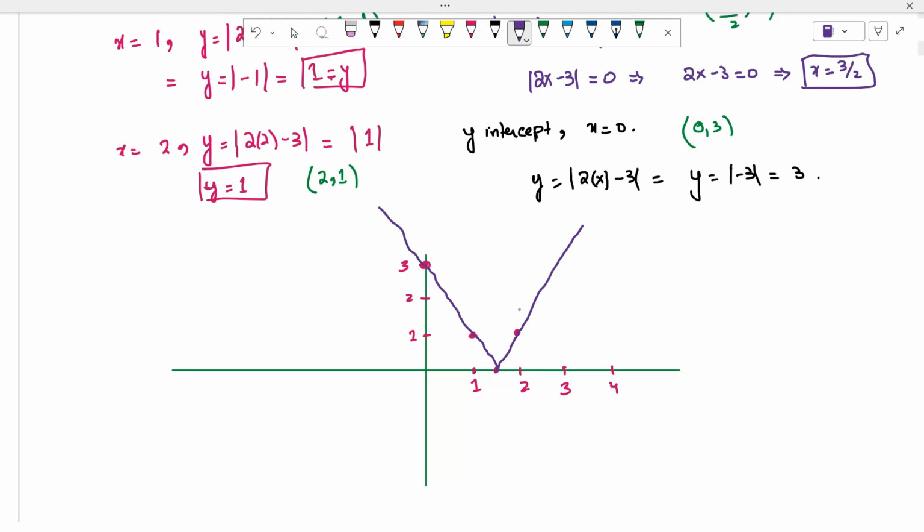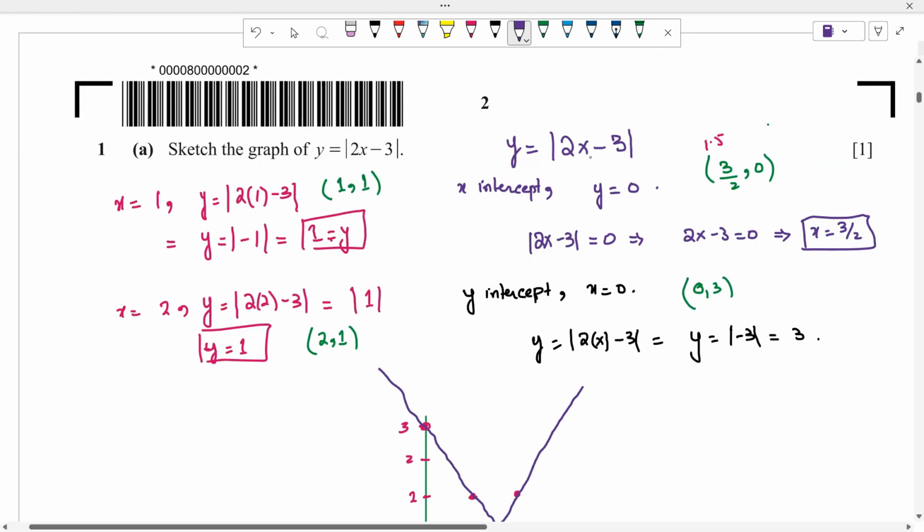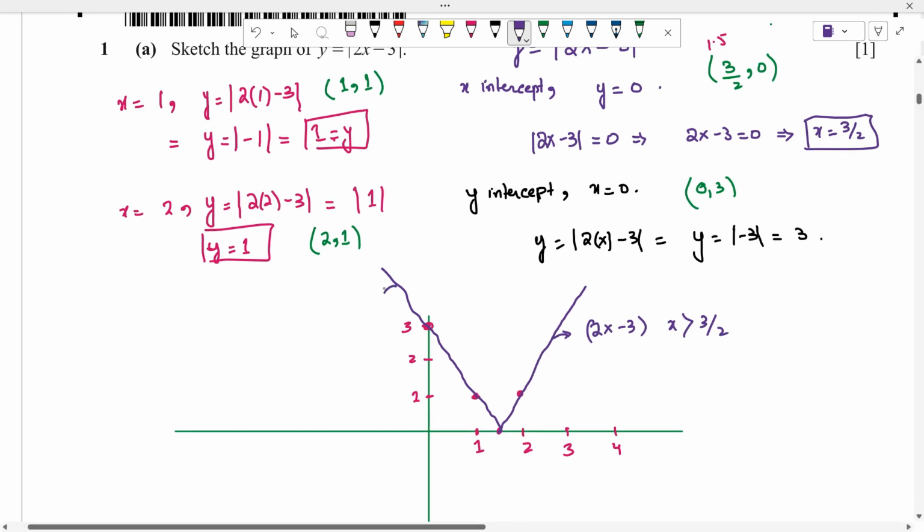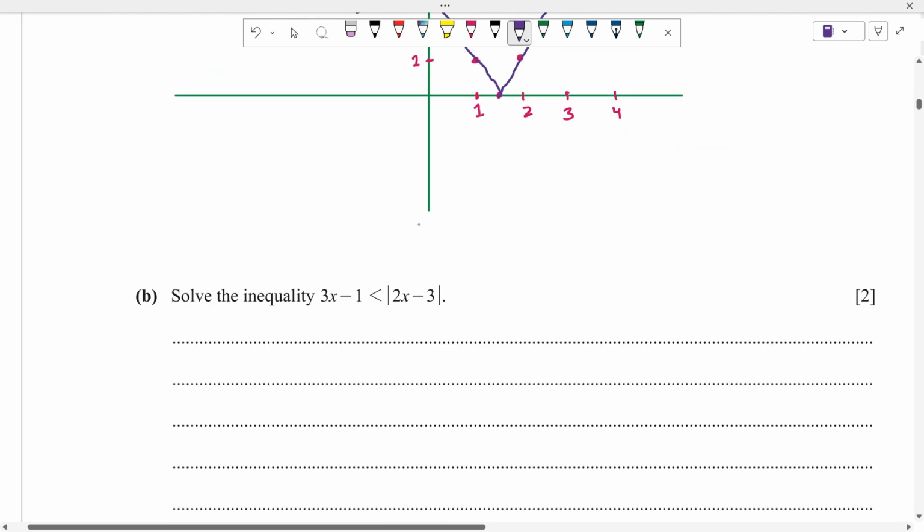So this is the V shape we get when plotting the absolute value of 2x minus 3. This is 2x minus 3 when x is greater than 3 over 2. And this line represents negative 1 times 2x minus 3 when x is less than 3 over 2. And we have the x-intercept at x equals 3 over 2. Now let's move to part B.